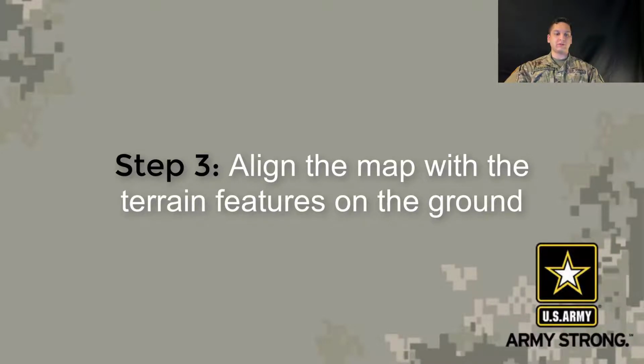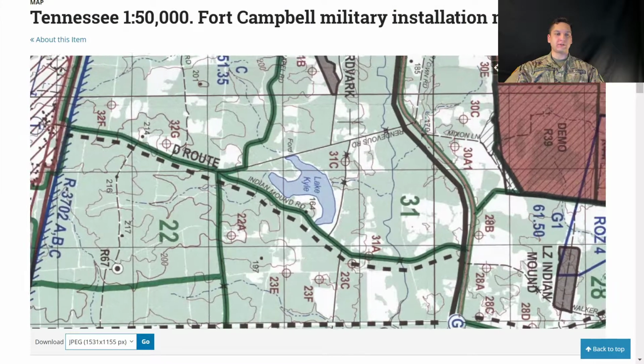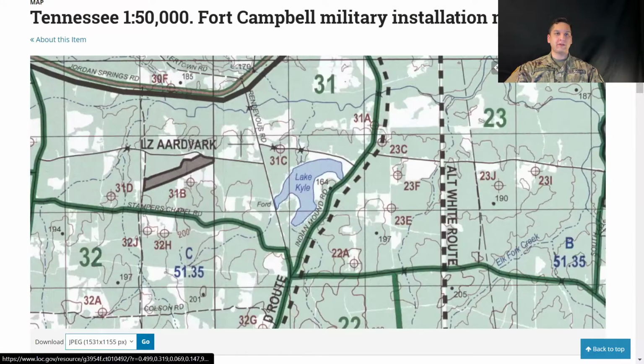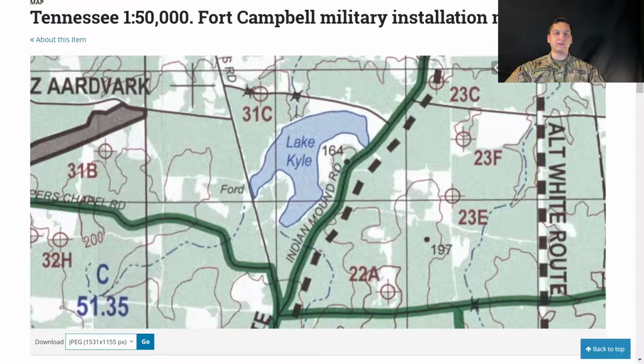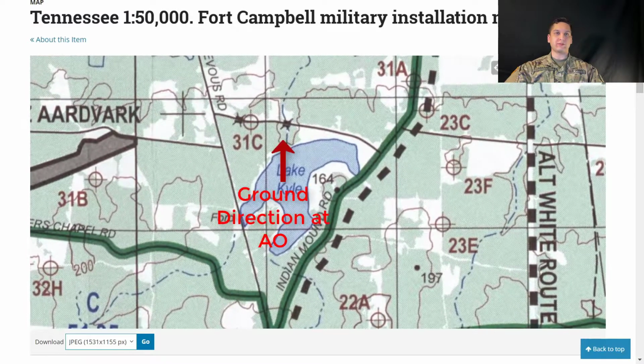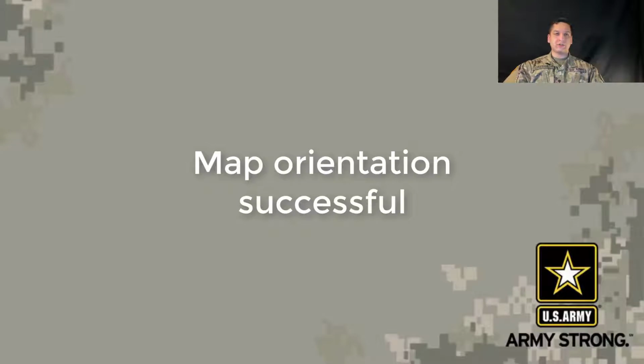So it's pretty simple in this example. What you're going to do is take your map and just rotate it until it is facing the same direction as you are facing on the ground. That is just shown by the arrow that's on the screen. And after that, you have successfully oriented your map to the ground using terrain map association.